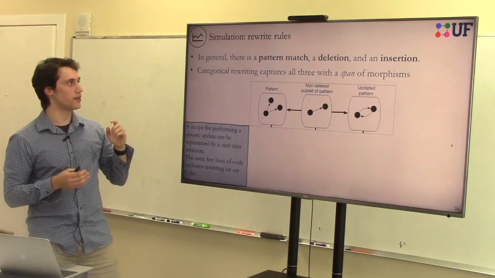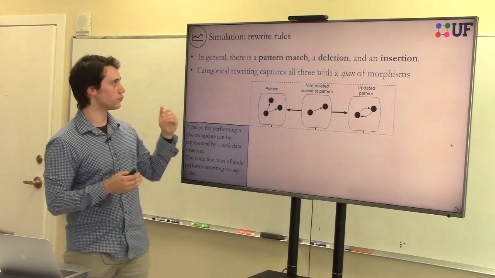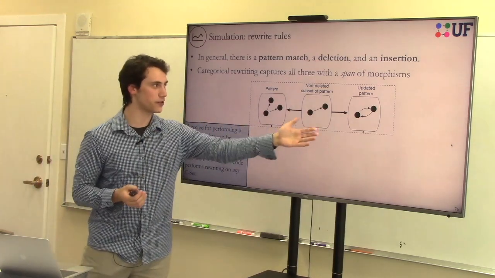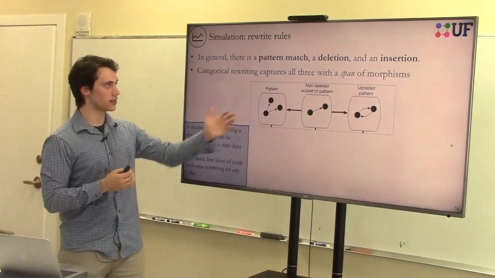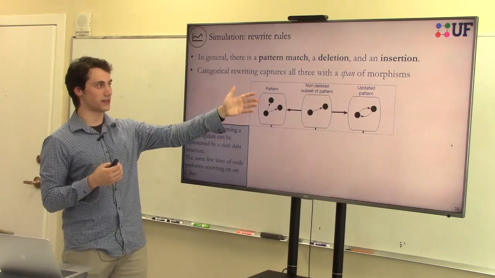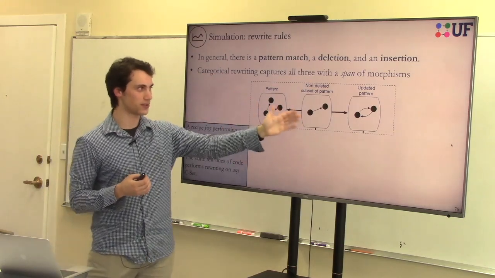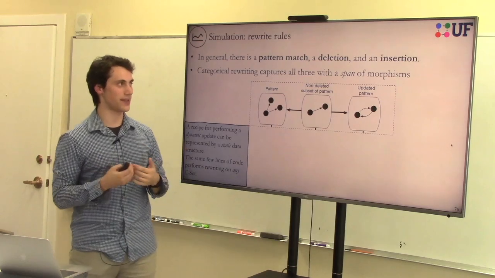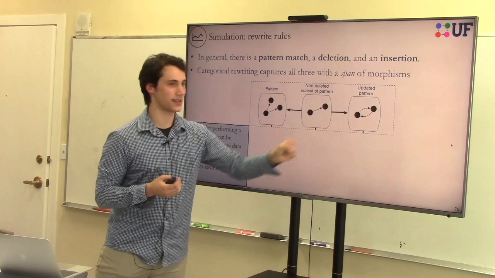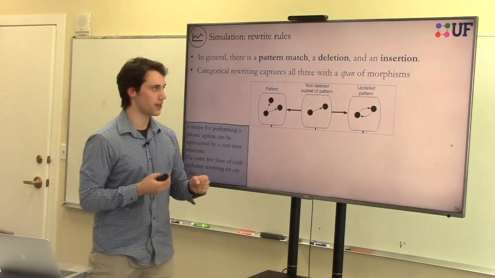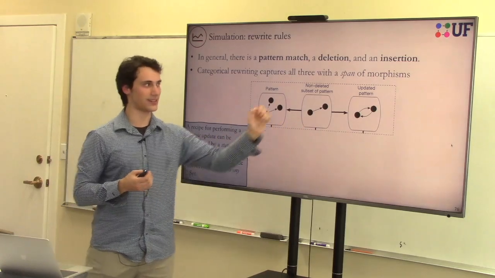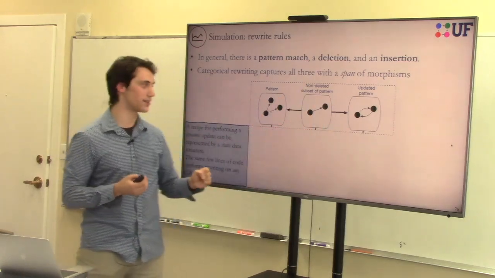And this notion of rewriting from category theory captures the data of all of that with something called a span of morphisms. But it's really intuitive: the left-hand side is just the pattern that we're trying to match. The middle is the subset of that which is not going to be deleted. And the thing on the right is the thing you're going to update with. So basically, anything that's on the left that's not in the center gets deleted, and anything that's on the right that's not in the center gets added.